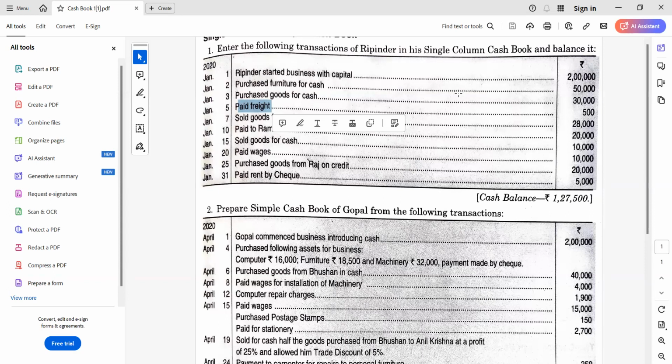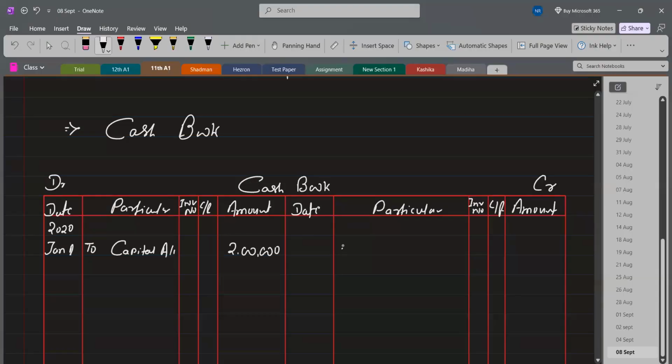Ripinder started business with capital. I have written it on the debit side because capital is coming into business. Purchase furniture for cash. Now cash is going because you have purchased furniture, so you will write it on the credit side. By furniture, amount 50,000.